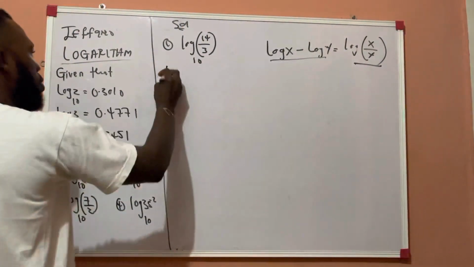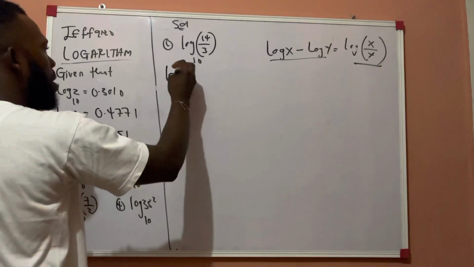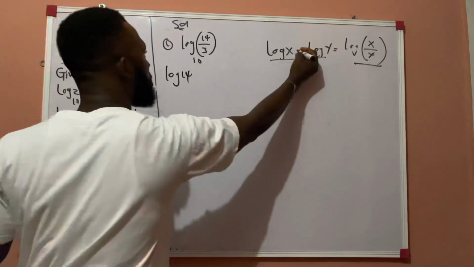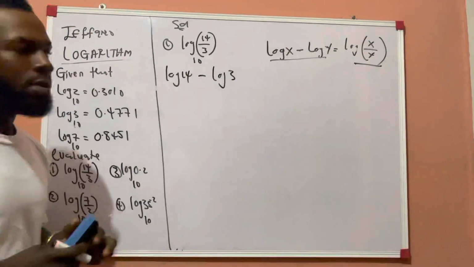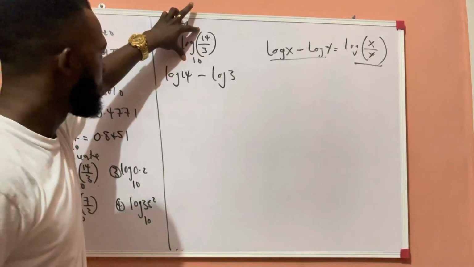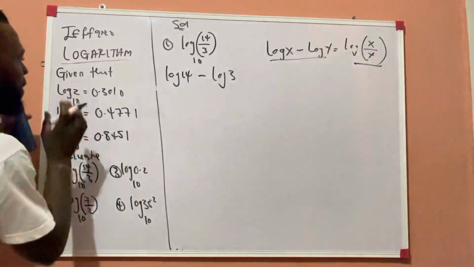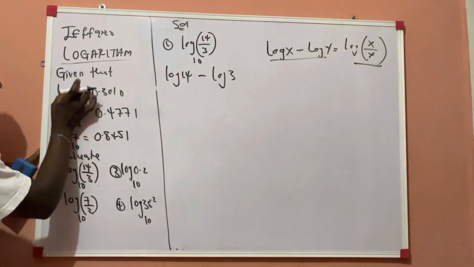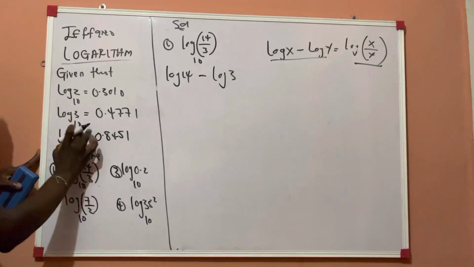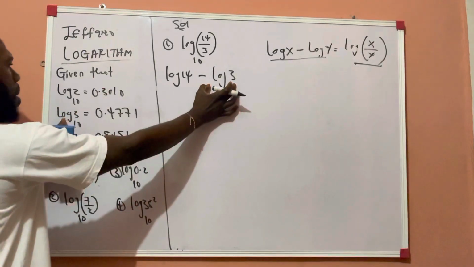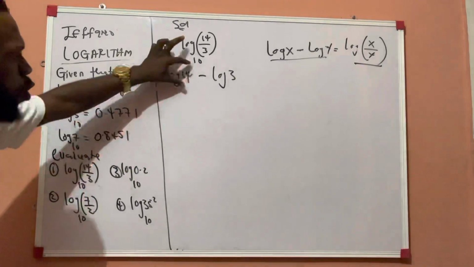Now, how can we expand this? It becomes log, the first number is 14, which is the number on top. Division now becomes minus. Minus, now what do we have here? Log 3. Now, we have expanded this. Remember, when you are expanding, you must take into consideration the logs that were given. Log 2 was given, log 3 was given, log 7 was given. Now, we have log 3 here, but log 14 was not given. And we have 14 here. So how do we go about this 14?